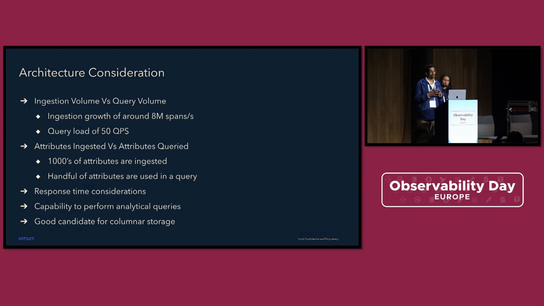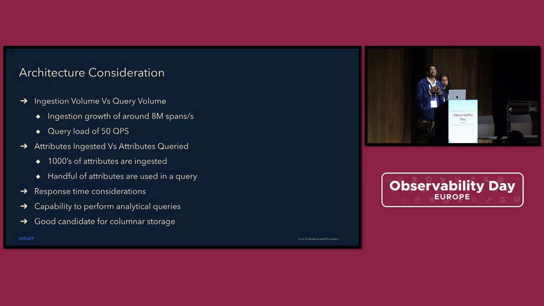So we were okay with having a system which could cater to, let's say, 50 QPS or 100 QPS. So that was the first criteria that we looked at. The other one was the number of attributes. Shailja mentioned we have 2,000 services, which means each service can send a different set of attributes, which means there are more than 1,000 to 1,500 different attributes that are part of the system.